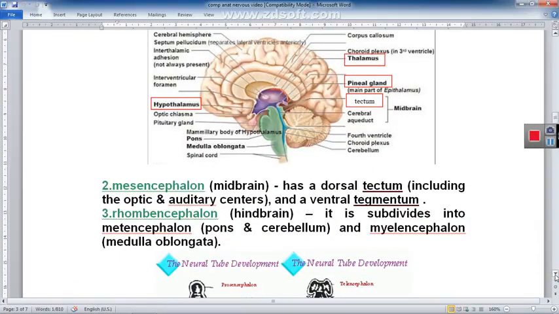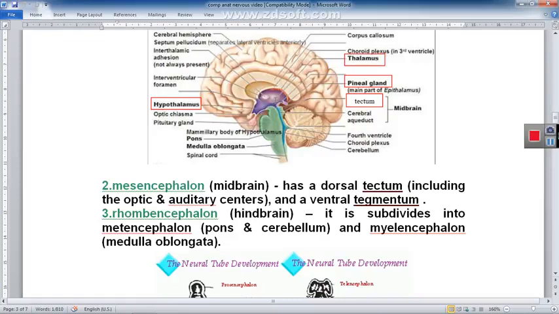We don't want to pass into the function of the subthalamus and metathalamus because it is rather complicated, and you will study it later on with the neuroanatomy. So that is all about the first brain vesicle, which is the prosencephalon, the forebrain, that is formed of telencephalon, that is the cerebrum, and the diencephalon, that is the thalamus and related structures.